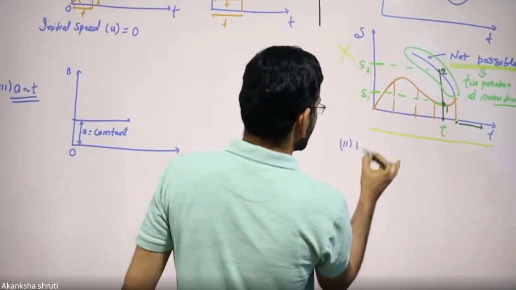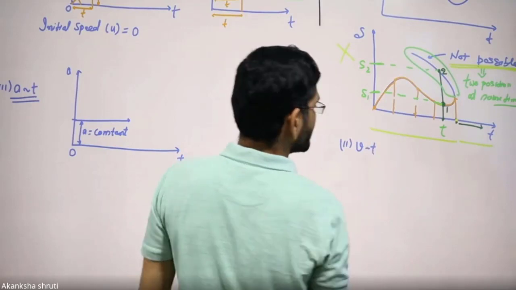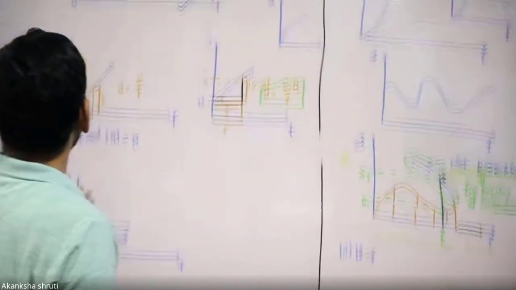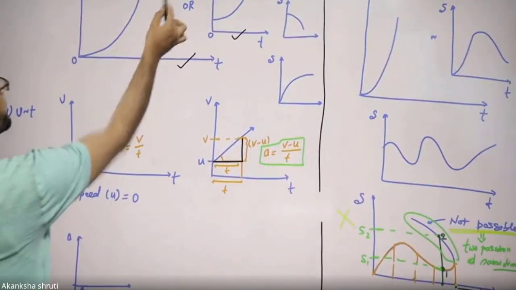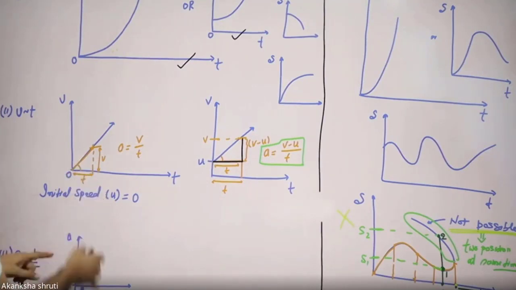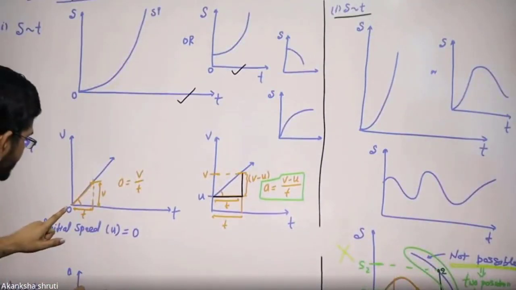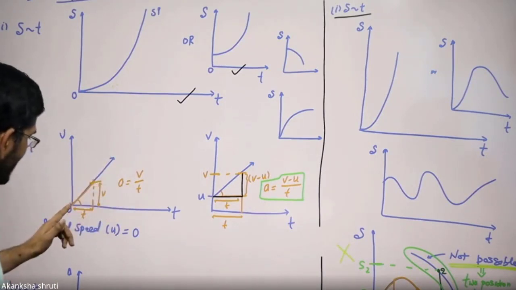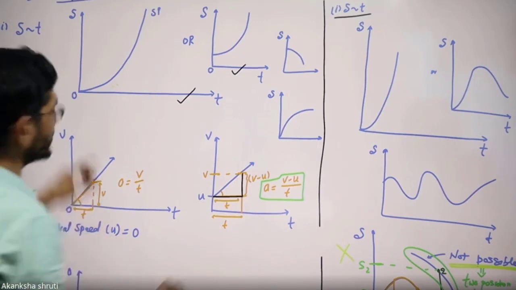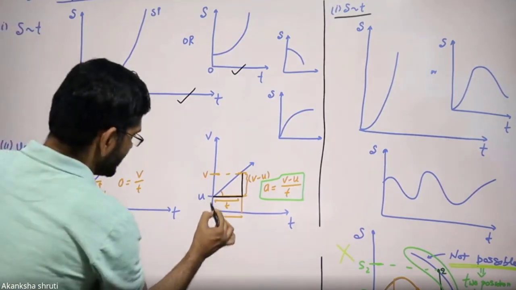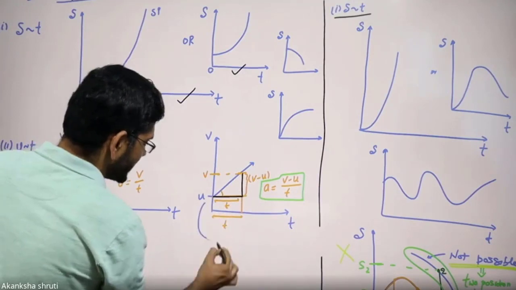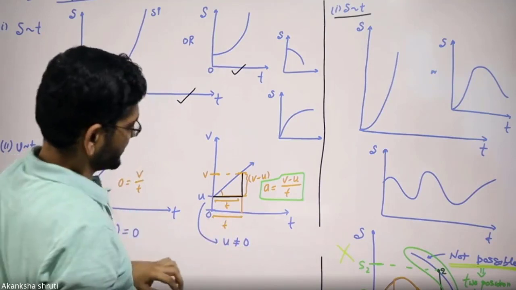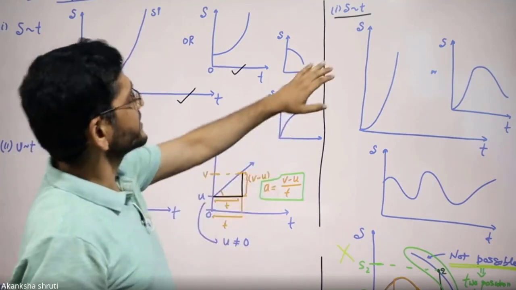So the VT graph for non-uniform motion. Students, we have just drawn the VT graph for uniformly accelerated motion. We have observed that this VT graph is a straight line inclined to the time axis. It starts from the origin if the initial speed is 0, and it will not start from the origin if the initial speed u is not 0. It is this one.